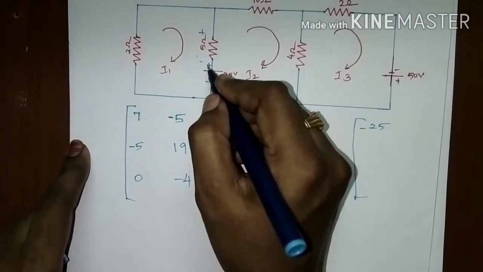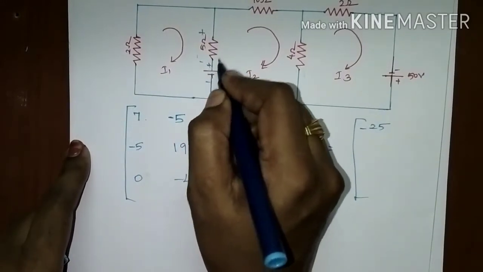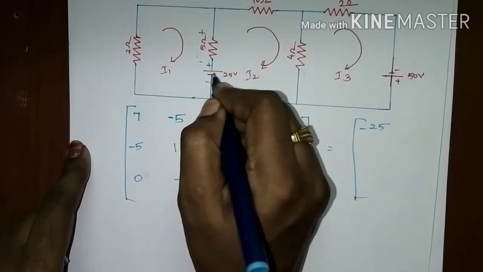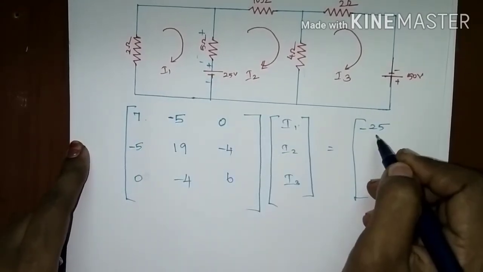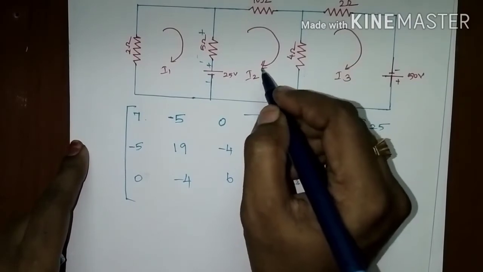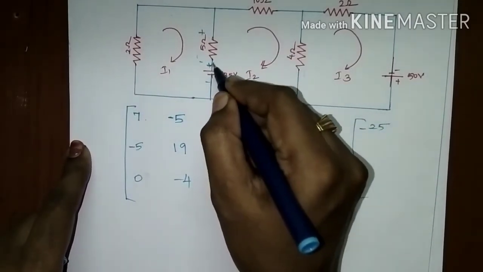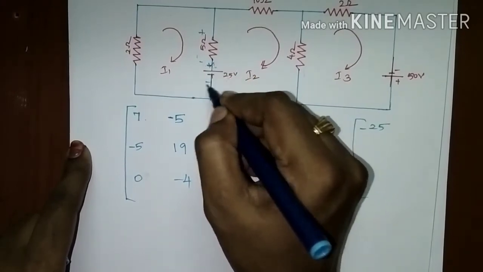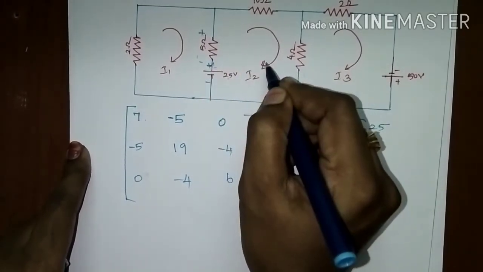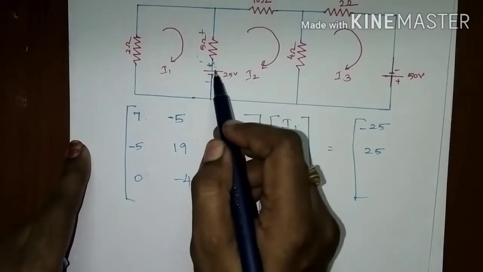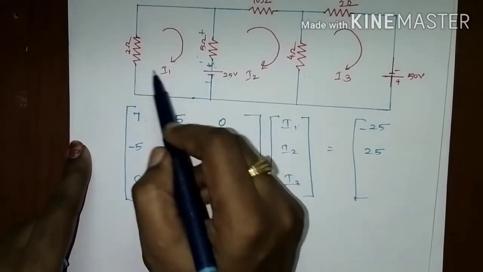If the current is leaving the positive terminal, then it is driving this mesh current, so we write positive 25. But here it is not driving this mesh current, so it is minus 25. Whereas in the case of I2, the current is leaving the positive terminal. So this source drives the current I2. So it is positive 25. This voltage source drives I2, but it is not driving I1.